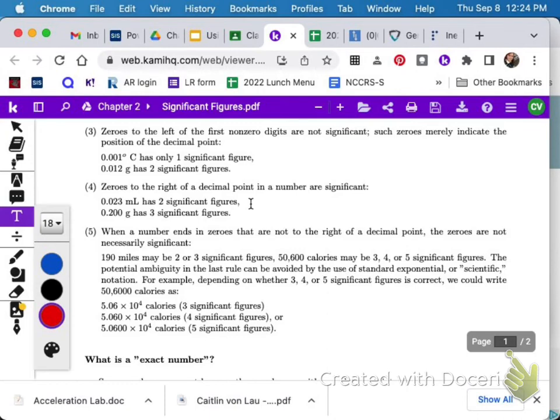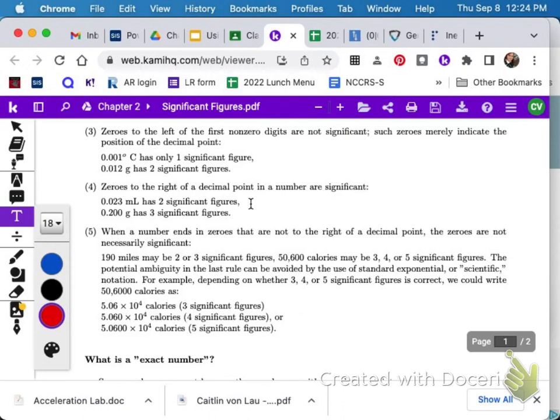So the other example they give there, 50,600 calories, could be 3 or 4 or 5 significant figures depending on which place they measured it to, and they can indicate that by including those zeros or not including them in scientific notation. So if they just wrote 5.06 times 10 to the 4, that tells you that they only measured 50,600, and they didn't measure those last two places. They didn't measure the tens or the one spot. So they're not significant. They were placeholder zeros.